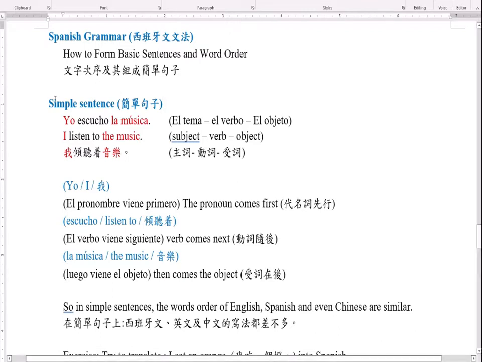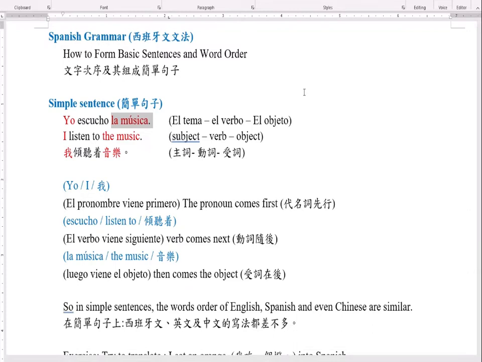For example, the simple sentence, Yo escucho la música. I listen to the music. In this sentence, we have subject and verb, and then the object. The subject is yo. The verb is escucho, I listen. And the object is la música, the music.